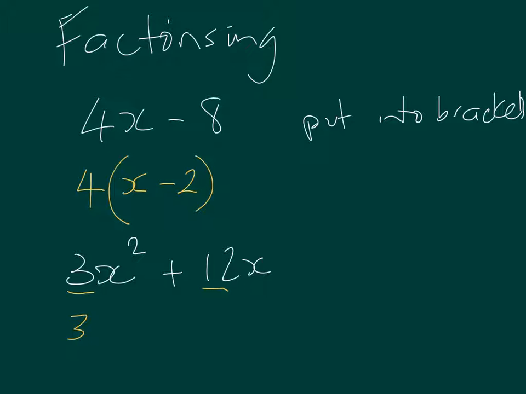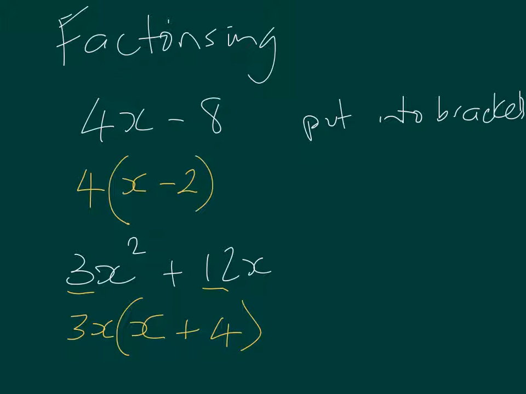Now this time we've also got an x squared and an x. The highest common factor between x squared and x is x. So we're going to put 3x outside the brackets, and then we open up the bracket. We say 3x times what equals 3x squared? Well, that's going to be x, isn't it? Because 3x times x is 3x squared. Then we put the plus in because there's a plus there. And we say 3x times what equals 12x? Well, 3x times 4 equals 12x, and that would be your answer.